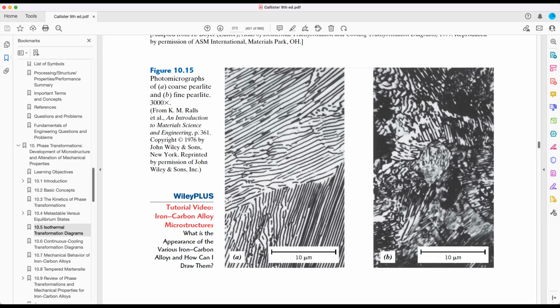So the implication is that fine perlite would be stronger compared to coarse perlite, because fine perlite can hold all of the load and can block the dislocation more. So even if we do the same transformation from austenite to perlite, if we do the phase transformation at different temperatures, we will have different microstructures too, and then we'll also have different properties. Okay, go back to here.